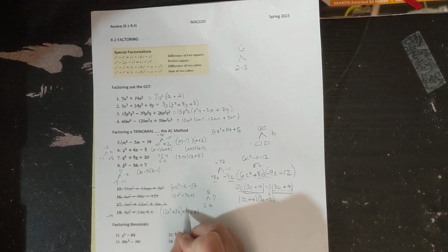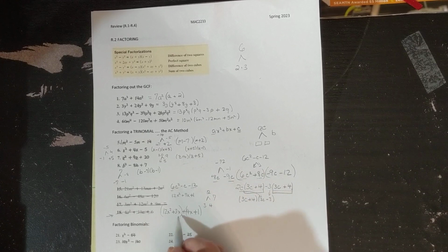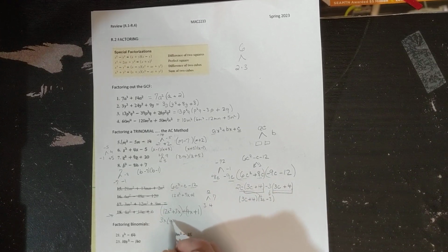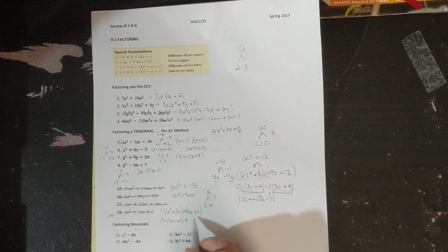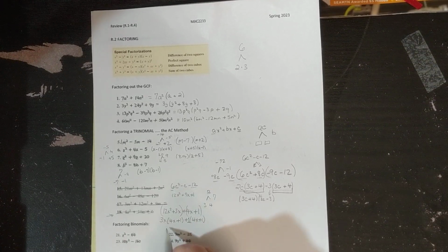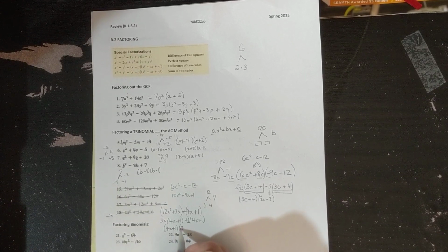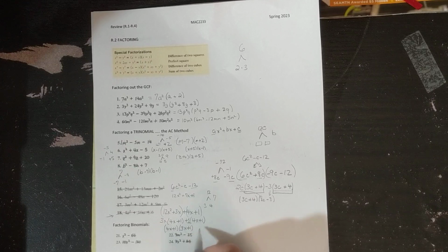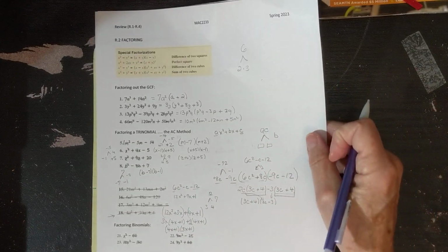I group the first 2 terms and the last 2 terms. The greatest common factor I can pull out from here is a 3x, leaving me with the 4x plus 1. There's no common factor here. But I realize that what's in front of this whole thing is a 1. So I factor out the 4x plus 1, and I'm left with a 3x plus 1. This is the AC method for factoring trinomials.